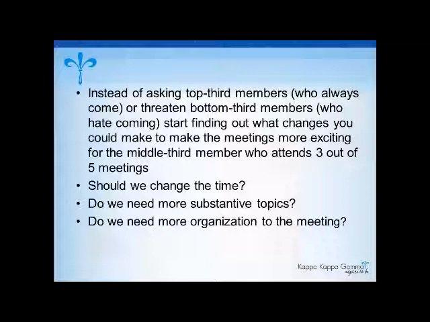So instead of asking the top third members who always come, or threatening the bottom third members who hate coming, start finding out what changes you could make to the meeting to make it more exciting for that middle third who attends maybe 3 out of the 5. So should we change the time? Do we need more substantive topics? Do we need more organization to the meeting? Again, that seeking, and that's where oftentimes we just don't slow down to ask those questions to find out what the root cause is of somebody not attending or doing something and participating.